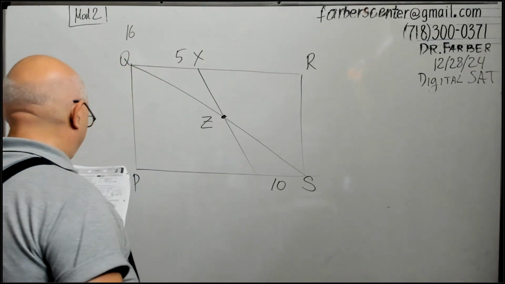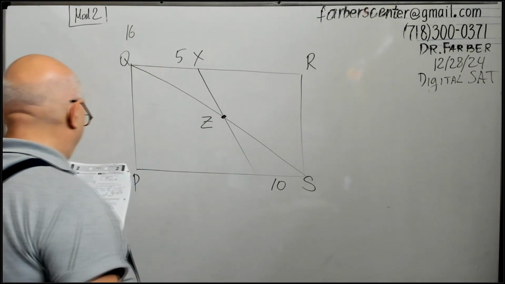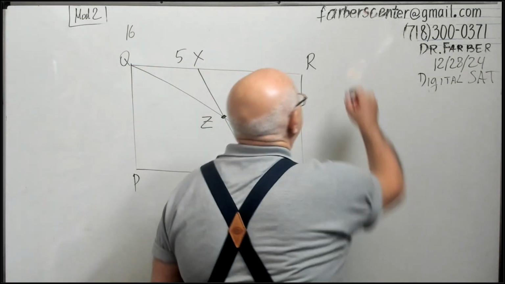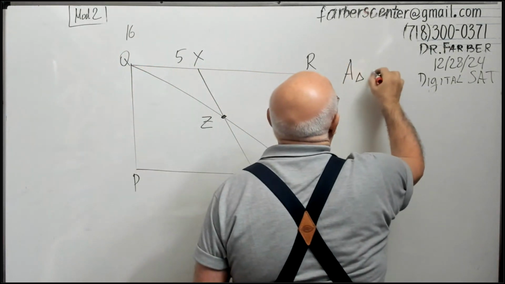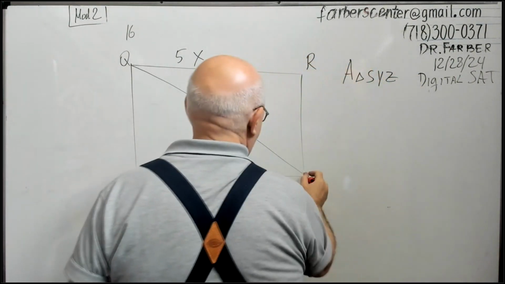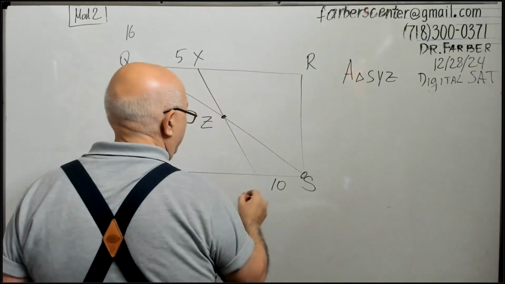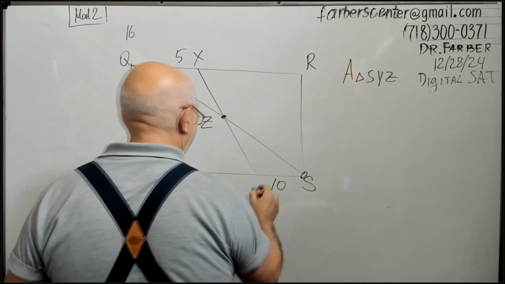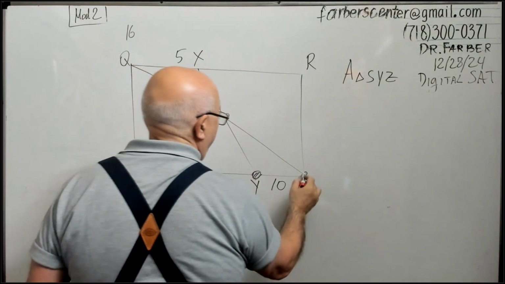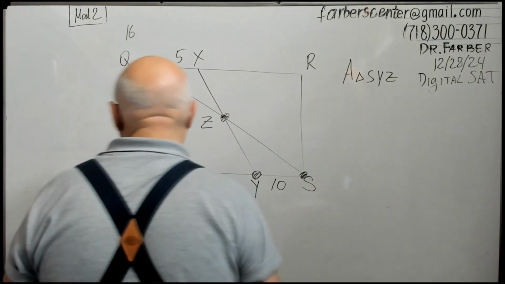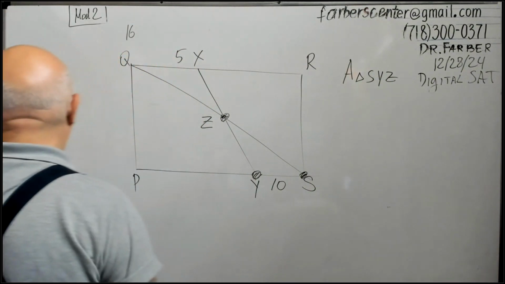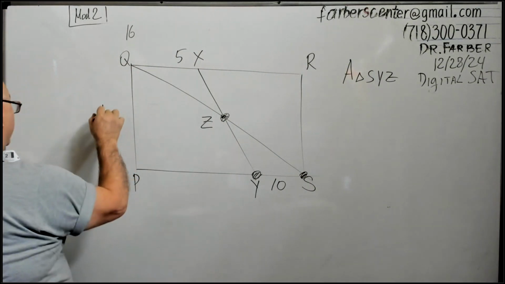If line X intersects US at point Z, what is the area of triangle SYZ? S, where is Y? Here it is, Y. And this is Z. This triangle I really have to find. Anything else is given? PQ equals 12. This is 12.